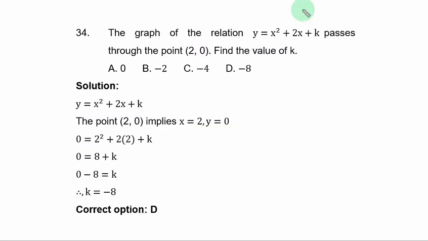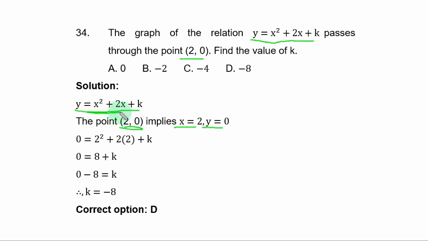Question 34. The graph of the relation y equal to s squared plus 2s plus k passes through the point (2, 0). Find the value of k. This is the given relation. This point simply means that s is equal to 2, y is equal to 0.